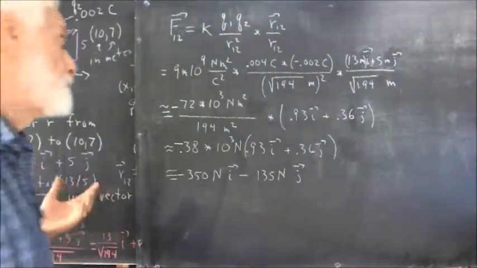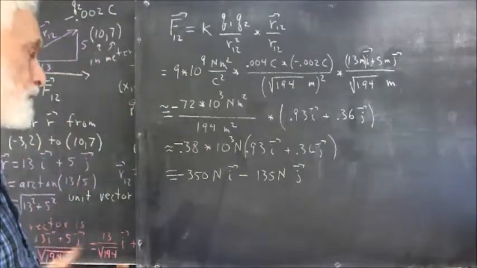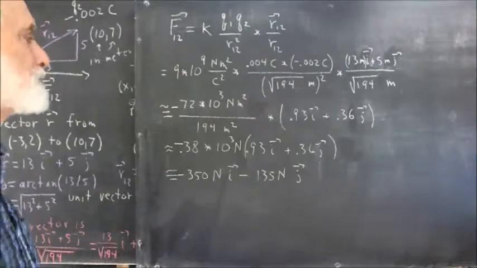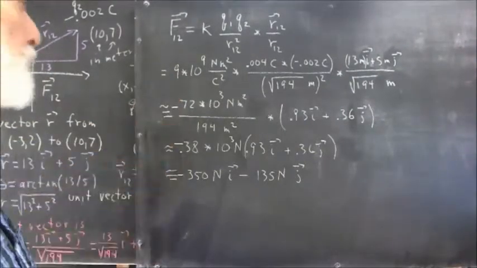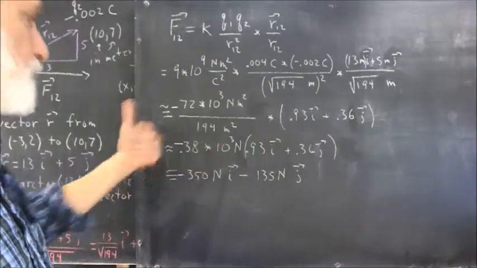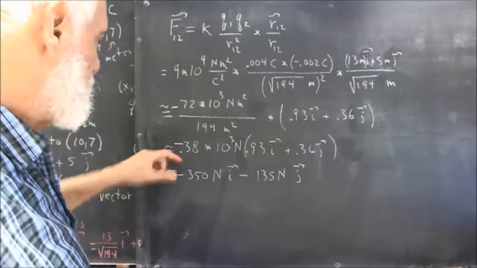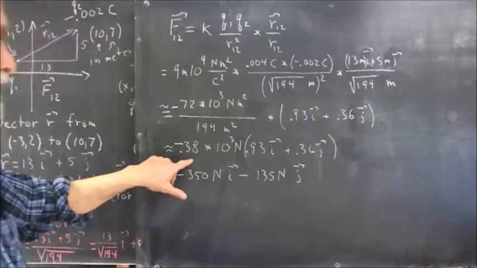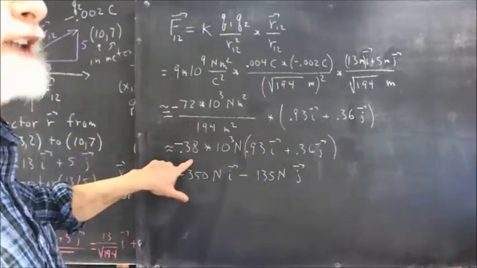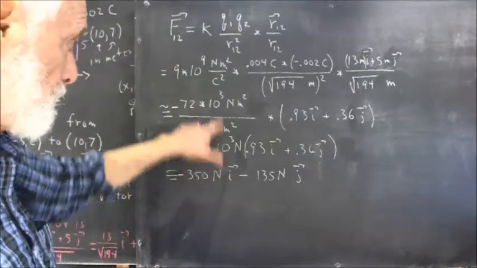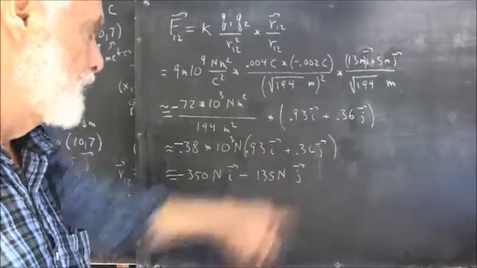Okay, now approximating this, 72 over 144 would be, well, 72 over 200 would be 0.36. That's about 3% less. Actually, I probably ought to modify that to about 0.37, but I'm not going to do it. I think that should be about 0.37. In any case, that divided by that is like 0.37. I've got 0.38. Let's not worry about that. Now, that's times this same vector.